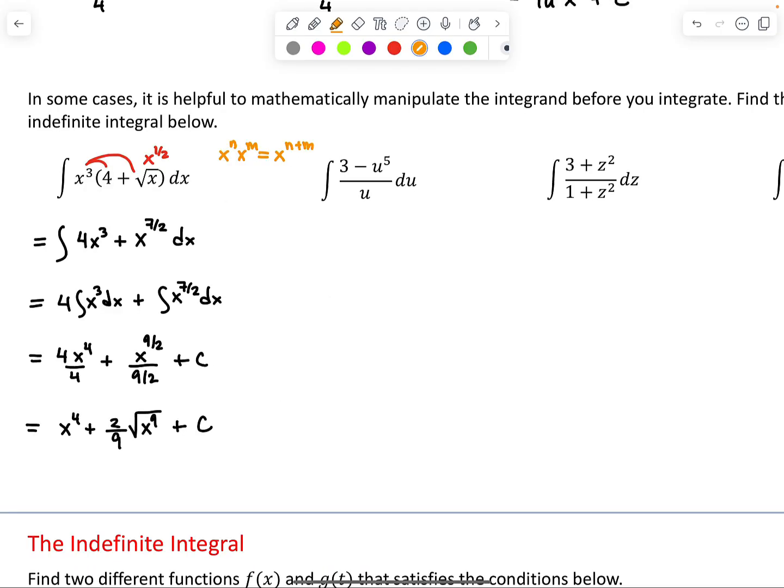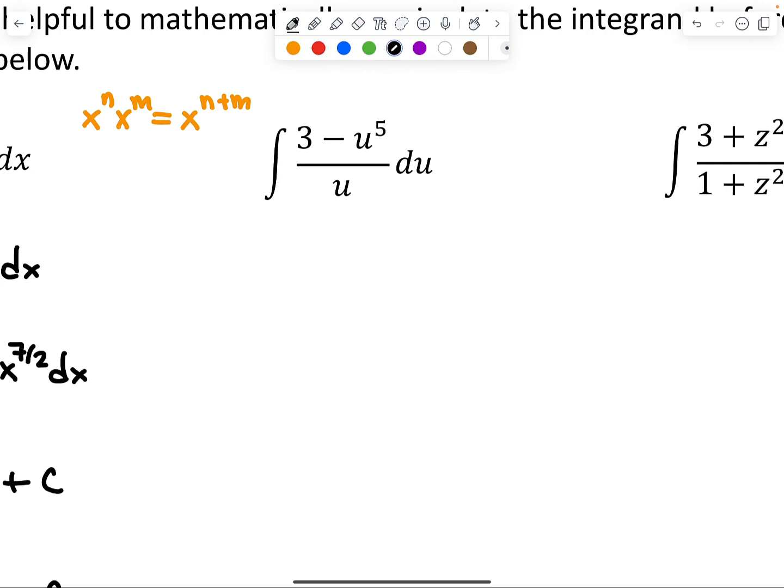Okay, in this case, our integrand is a quotient. So you might wonder, is there some sort of quotient rule for anti-differentiation? And the short answer is no, there isn't. Instead, we're going to algebraically manipulate this. I'm going to divide the u under each term separately and simplify. So we get 3 over u minus u to the 5th over u, and then we have du. Keep in mind that u is the independent variable as indicated by the differential, du.